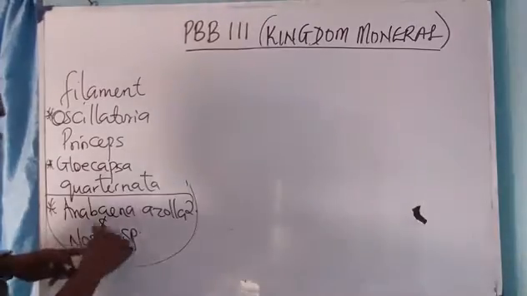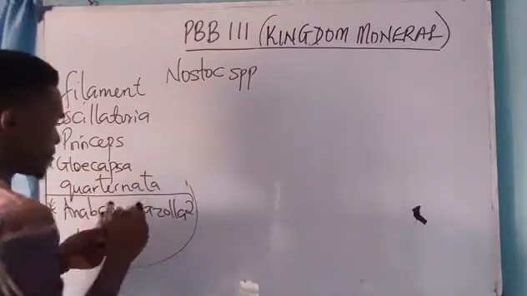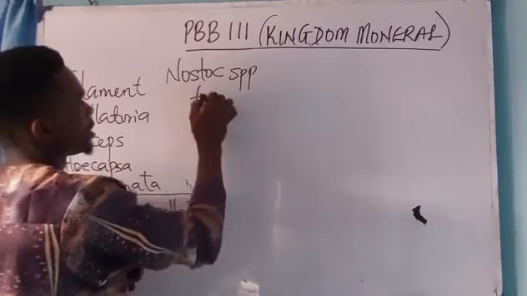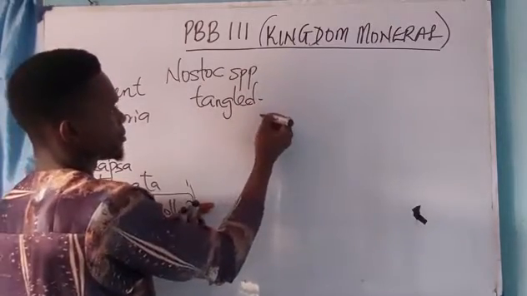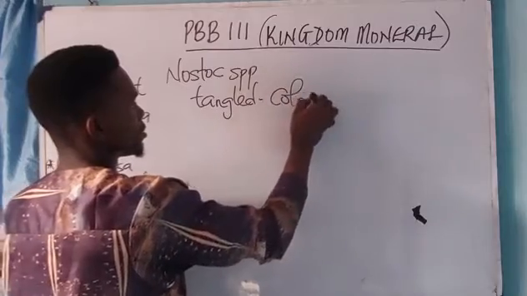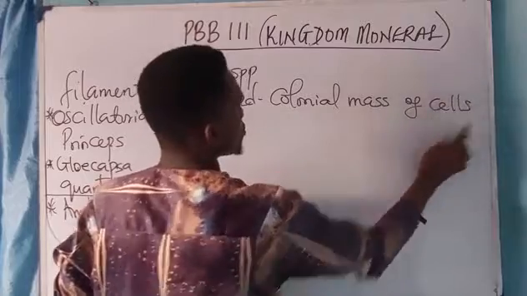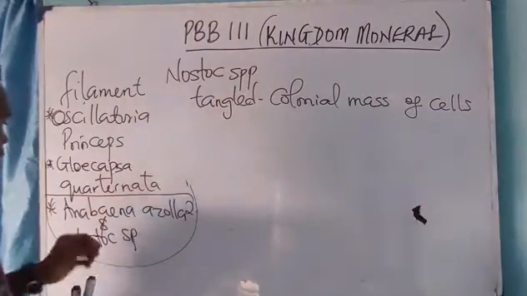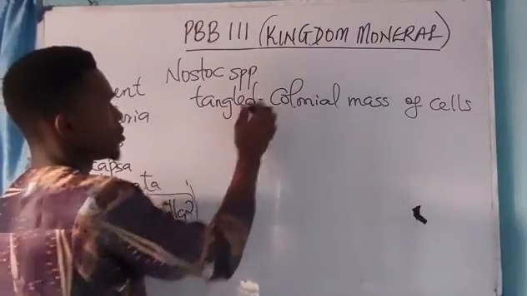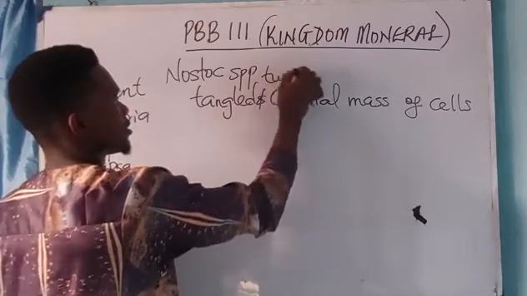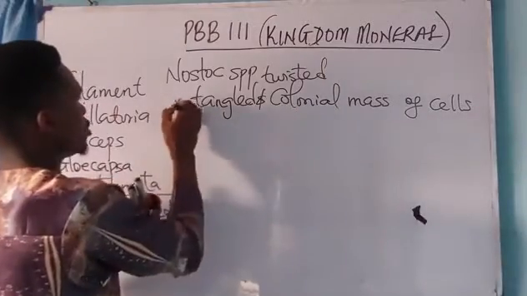For example, the Nostoc species, their filaments form a tangled, twisted colonial mass of cells. Their filaments have the ability to produce a tangled and twisted colonial mass of cells. That is what the Nostoc does.